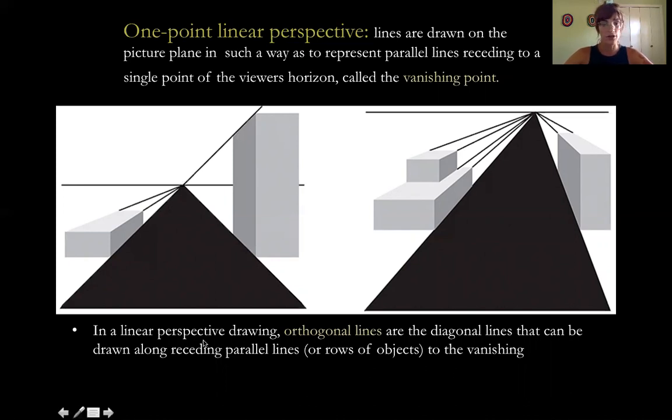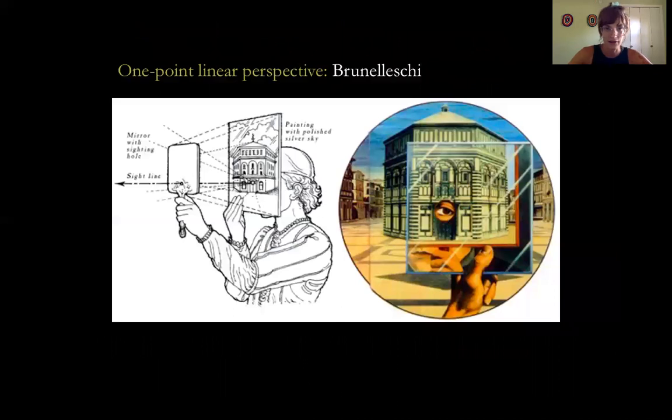These lines are called orthogonals. That one does come up in your text as well. It's an important keyword. So in linear perspective and drawing and painting, orthogonal lines are these diagonal lines that help draw our eye into the background, okay? And they also converge at a vanishing point. And this is a way for us to know that 1-point linear perspective has been used correctly.